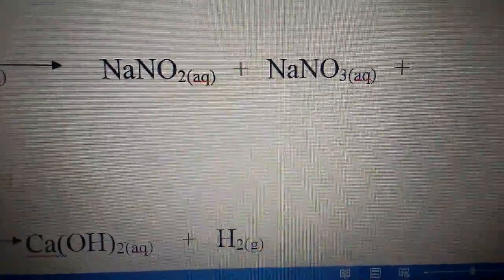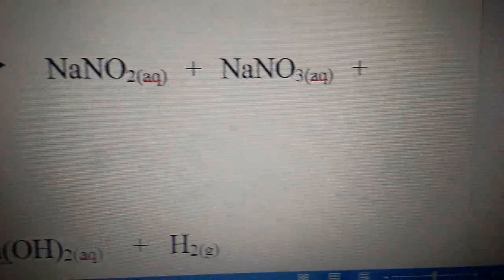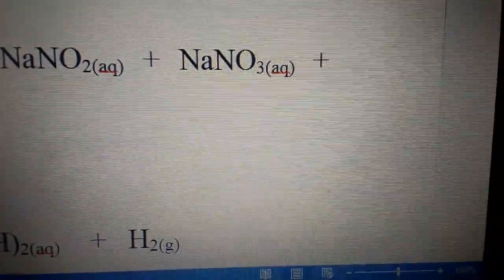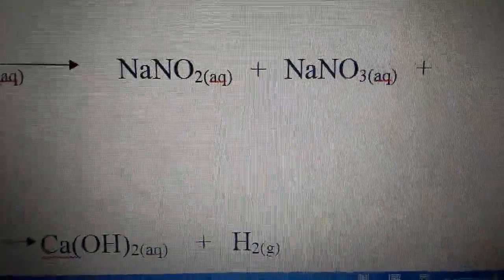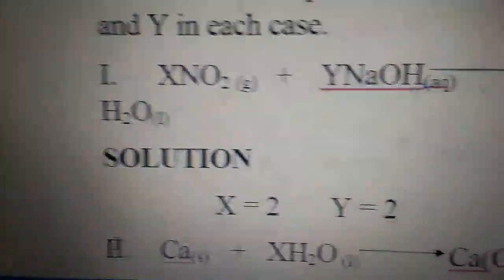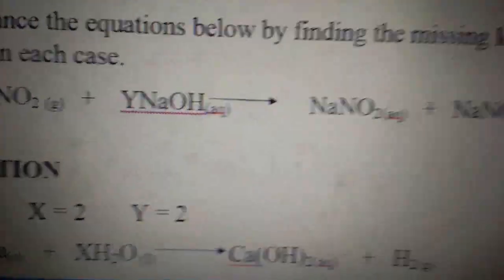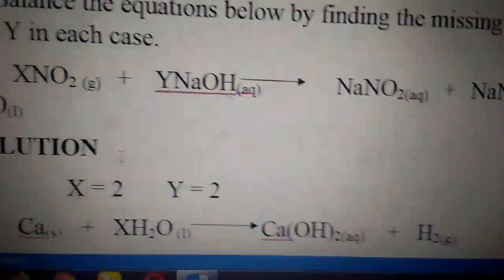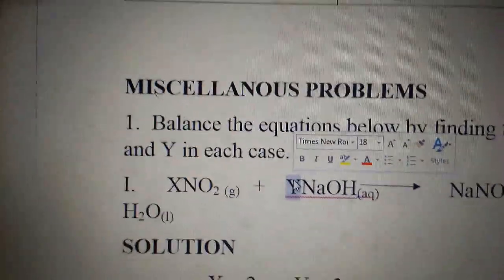So let's count the number of sodium on the right hand side. Sodium in NaNO2 is 1 atom. In NaNO3, another 1 atom. That makes it 2. In water, there is no sodium. So on the right hand side, there are 2 sodium atoms. So we'll now go to the left hand side. Where do we locate sodium? Sodium is in NaOH. That means if sodium should be 2 on the left hand side, that implies that Y is 2. We will go to Y and replace Y with 2.